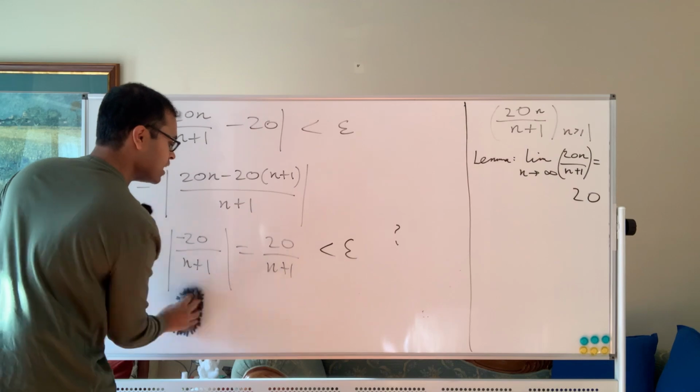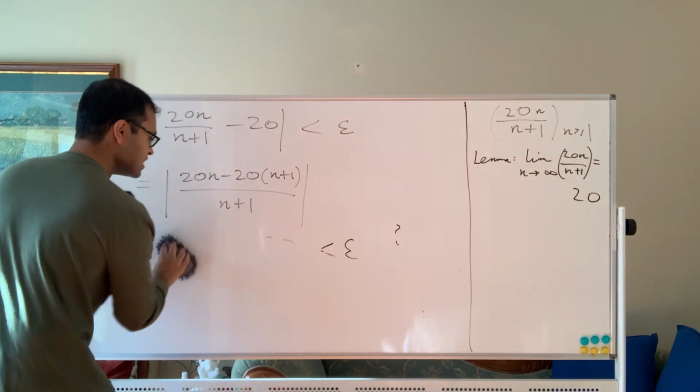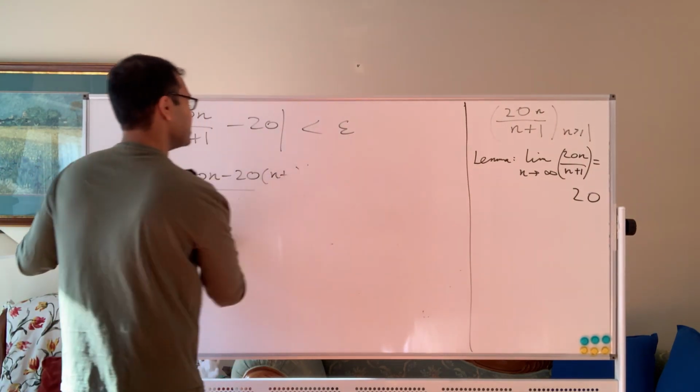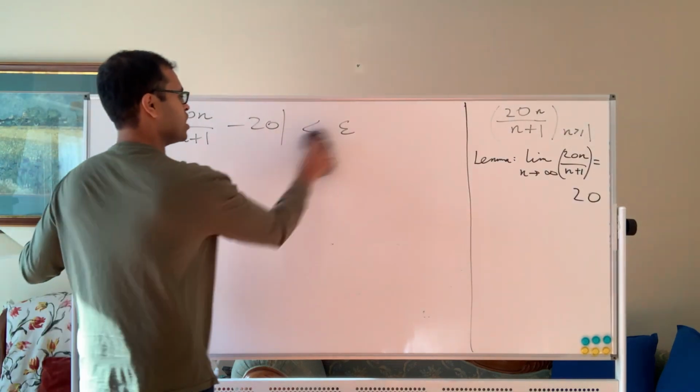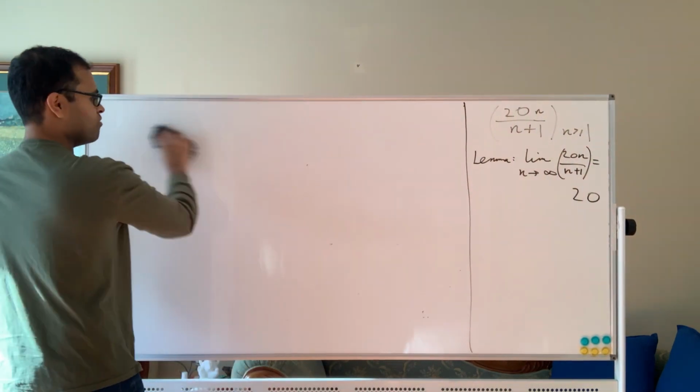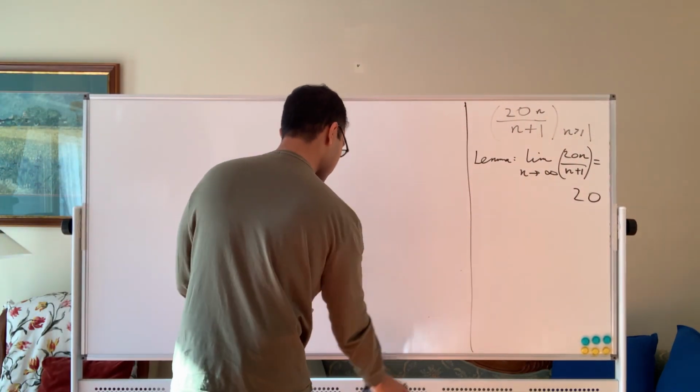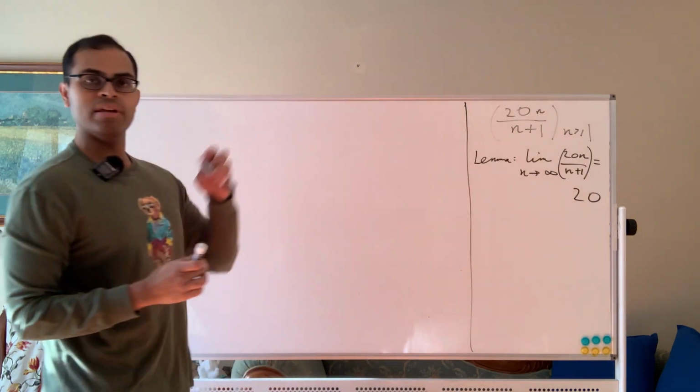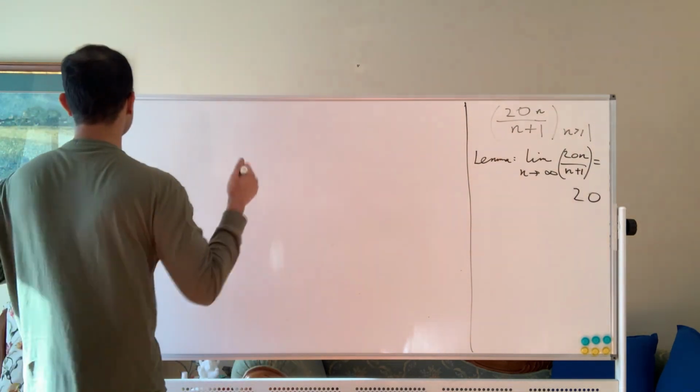So let's now prove it. Let's now rigorously prove it. So that's the thinking process. Now let's write the mathematical proof. And the mathematical proof is not going to use any kind of backtracking. It's going to be very rigorous. It's going to show that that limit is 20. So how does that work? What we're going to do is the following.